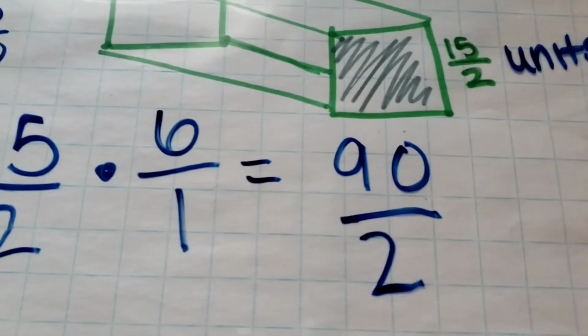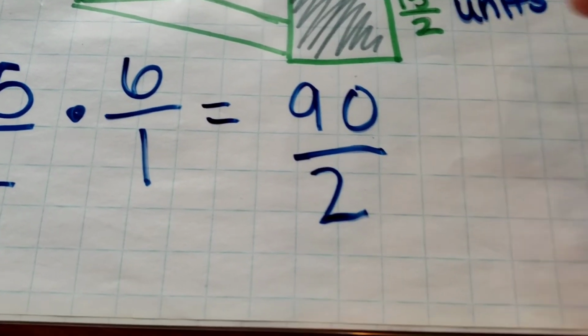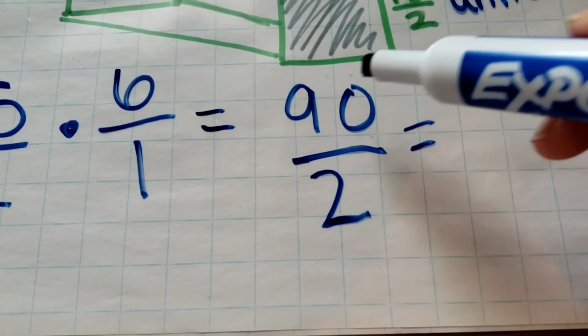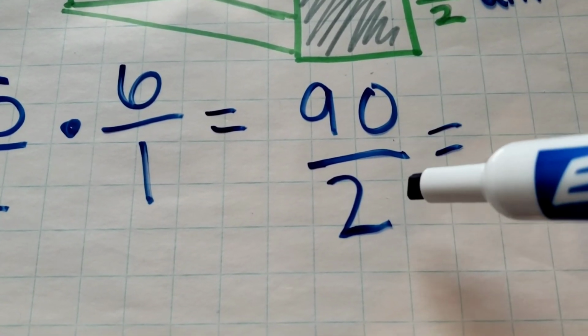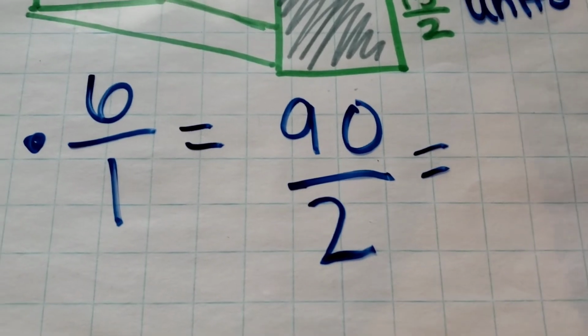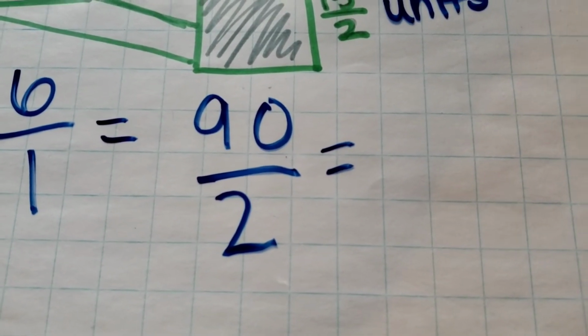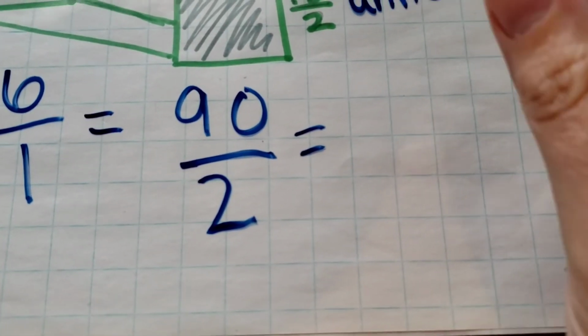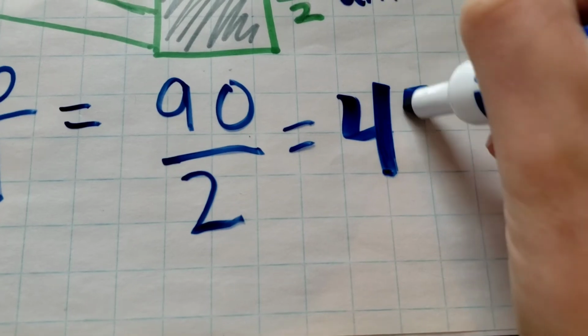So then I need to think, okay, well, I need to simplify this. So how can I simplify this? I divide, right? So 90 divided by 2, I know that by mental math. If you don't know it by mental math, that's perfectly fine. Just take a calculator and divide, or do it by longhand. But 90 divided by 2 is 45.